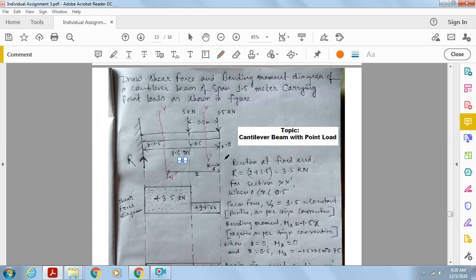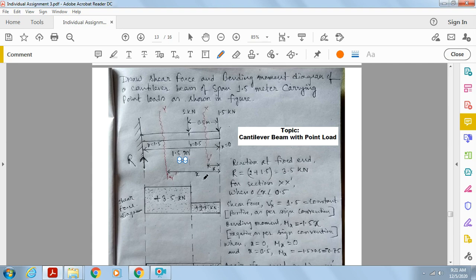As I advised you in the previous class, we will focus only on the right side part of the sectional axis. Here the reaction force will be acting vertically upward at the fixed part of the cantilever beam. There will be a reaction force, that is R.